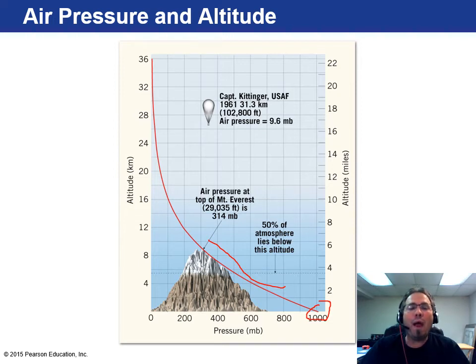Now, if you go way up there, U.S. Air Force Captain Kittinger went up 31.3 miles in a balloon, and up there the air pressure is only 9.6 millibars. Think about that. So we're at 1,000 here at sea level, and Milwaukee, if you're wondering, is only 627 feet above sea level. So we're not that high up at all here in Milwaukee. In fact, we're really low compared to a lot of other areas.